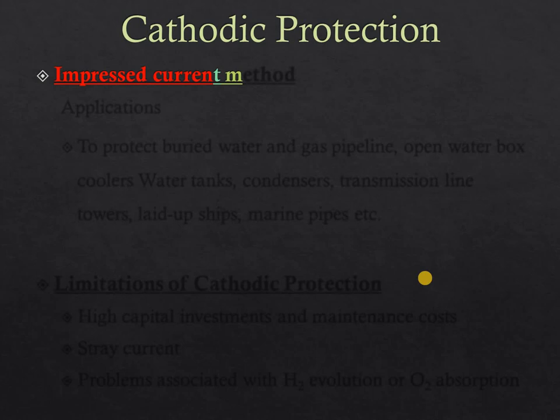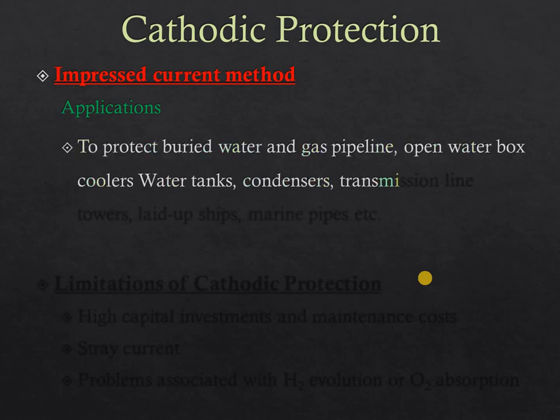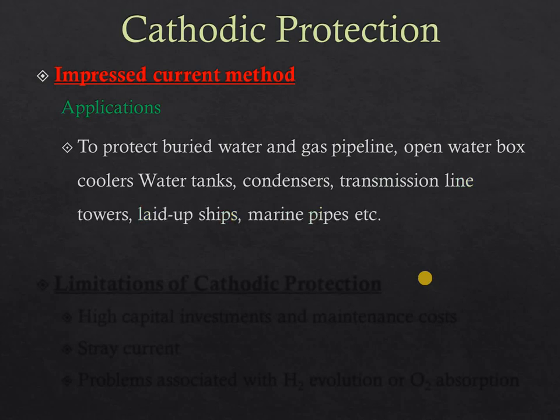Now, applications of the impressed current method. The impressed current method is used to protect buried water pipelines or gas pipelines, open water box coolers, water tanks, condensers, transmission line towers, laid up ships, marine pipes or marine piers, etc.